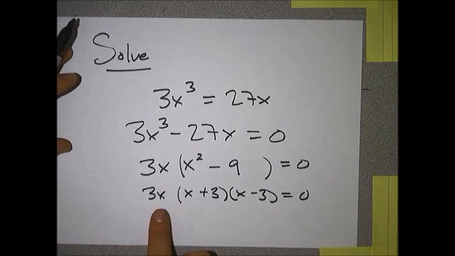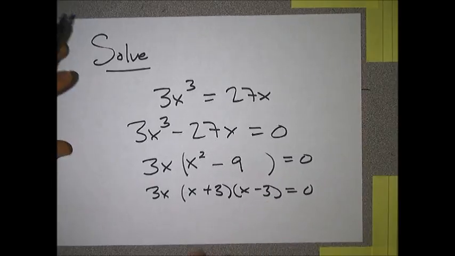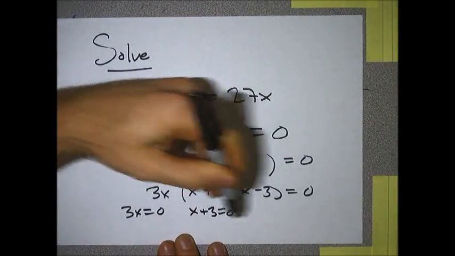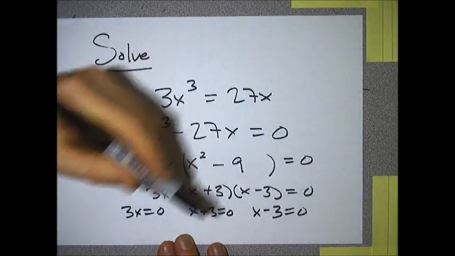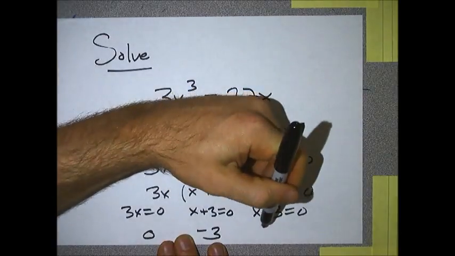So I'm going to set my 3x equal to 0, my x plus 3 to 0, and my x minus 3 to 0. So this would be 3x is 0, x plus 3 is 0, x minus 3 is 0. Final answers, 0, -3, and 3.